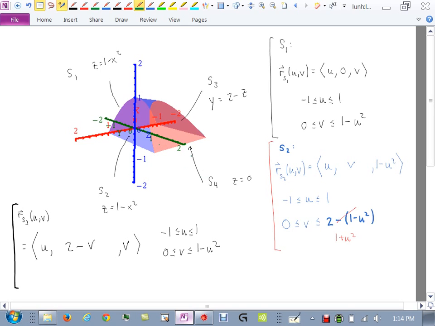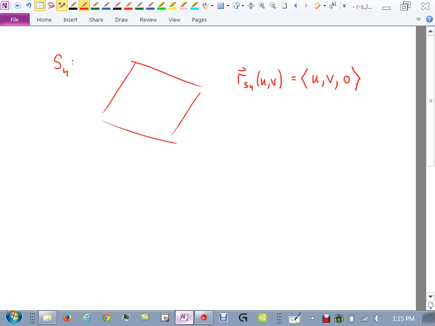On S4, I'm kind of running out of room, so I'm going to have to put it over here. Since we're just a flat sheet on the XY plane, for my r S4 of UV, I'm just going to let my U and V be my X and Y, stick it onto the XY plane by putting 0 for my third component, trap my U between -1 and 1, trap my V between 0 and 2. And that should draw a nice little square. And that's it. Questions?